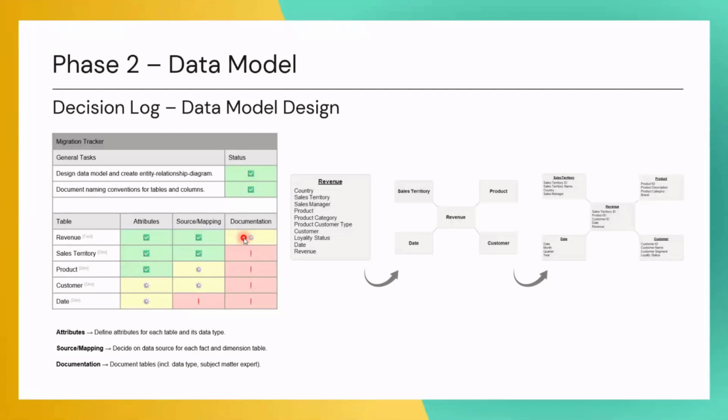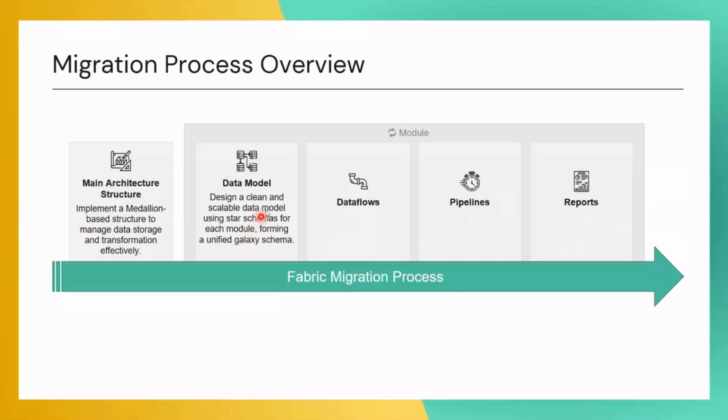Once done, let's summarize this phase. This data model phase has the purpose to design a clean and scalable data model using the star schema for each module and form a unified data galaxy schema. Module galaxy, let's quickly talk about that. To structure the data model in a scalable and maintainable way, I used some kind of modular approach with this galaxy schema.